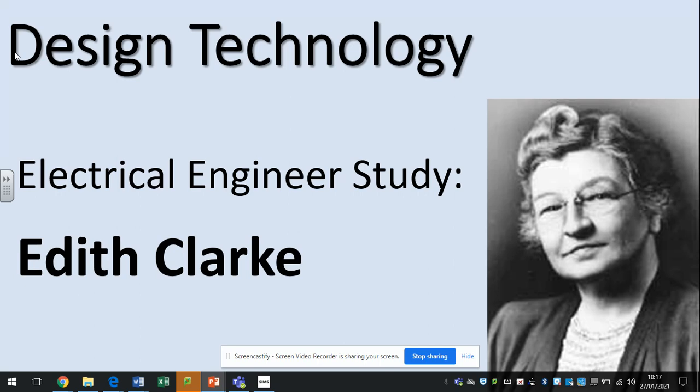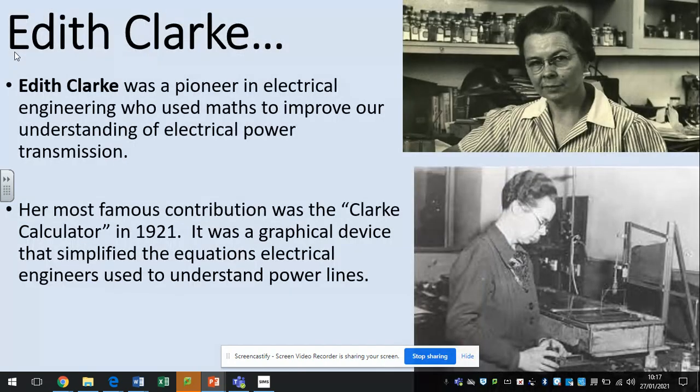It's an electrical engineer study on a very famous lady called Edith Clarke. So Edith Clarke, a bit of background to her. She was a pioneer in electrical engineering who used maths to improve our understanding of electrical power transmission. That's how do we get electrical power from one place to another place without losing it.